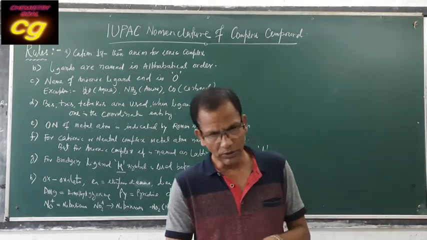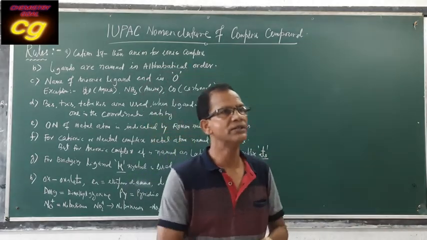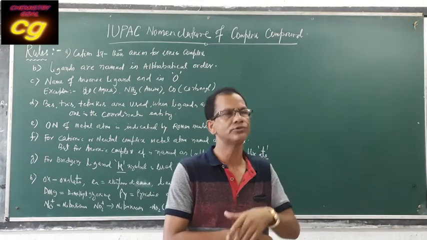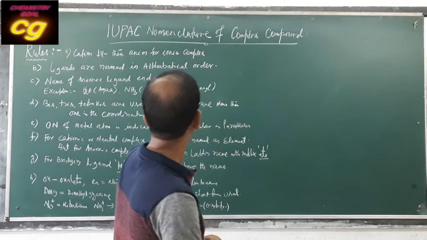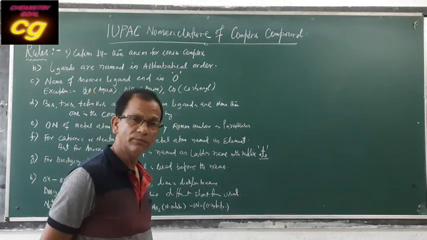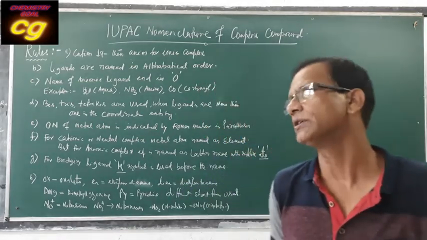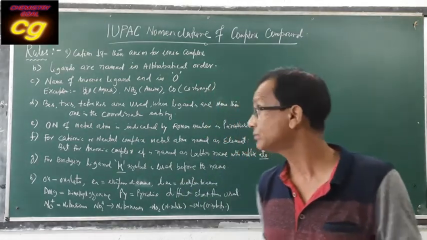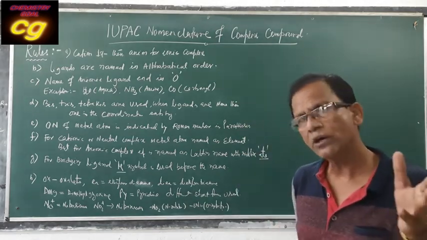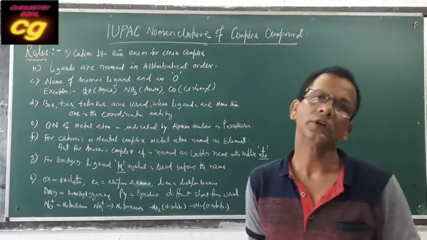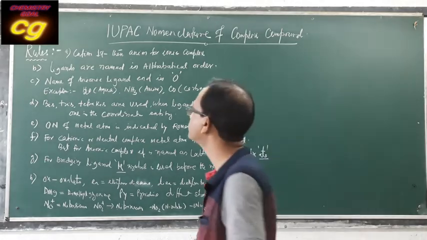The IUPAC name has a systematic nomenclature, that means it follows specific rules. So today we are going to discuss the IUPAC nomenclature of complex compounds. Before giving examples, let us know what rules are used in the IUPAC nomenclature of complexes. Let me discuss them one by one.